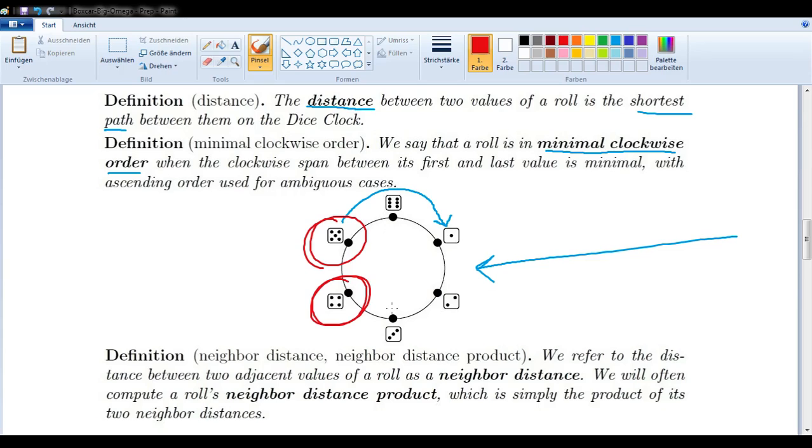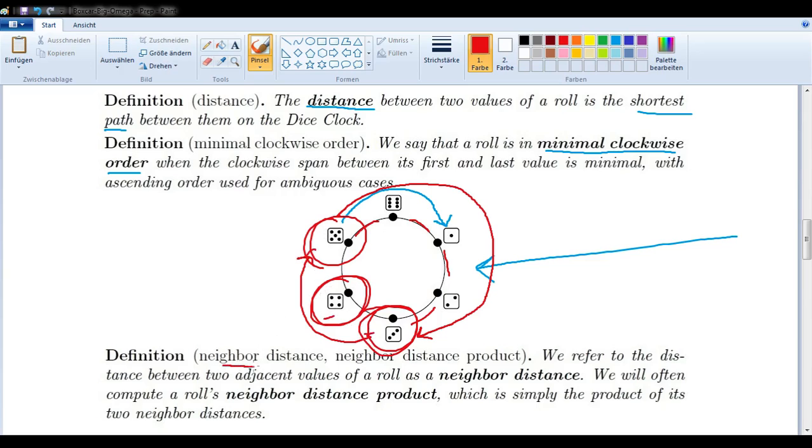and 4 and 3, let's say. If I had 5 as my first value, then I would have to span, how many hours is that on the clock? 1, 2, 3, 4 hours on the clock. However, if I were to start, for example, at the 3, I would only span 2 hours. So in that case, this would be our minimal clockwise order: 3, 4, 5.